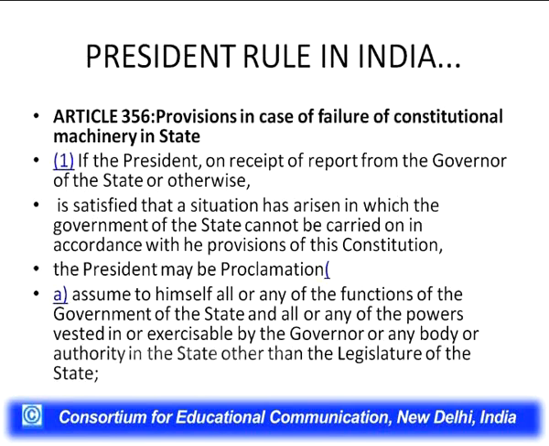So, now I am coming to the substantive aspect of Article 356, as to what is provided by this provision. It provides for the case of failure of the constitutional machinery of the state, and says that if the President, on receipt of a report from the Governor of the state or otherwise, is satisfied that a situation has arisen in which the government of the state cannot be carried on in accordance with the provisions of the Constitution, then he may issue a proclamation.